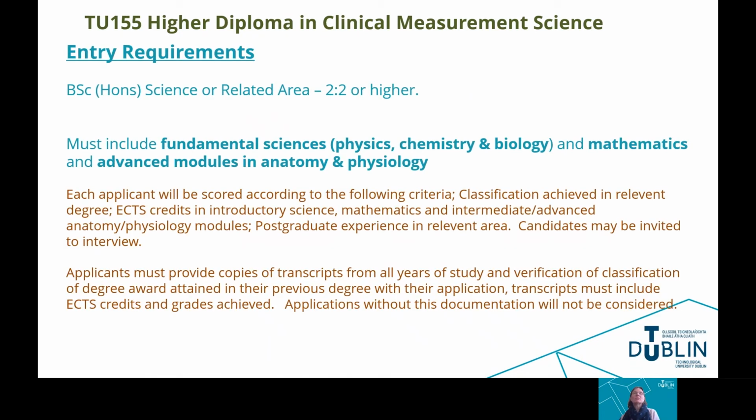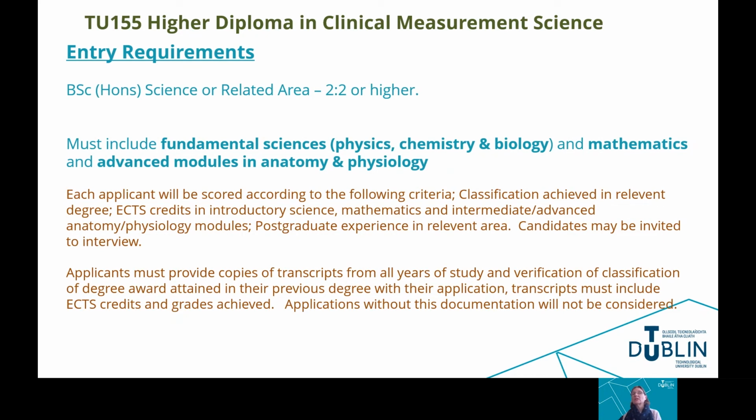So looking at the entry requirements, a BSc Honours in Science or a related area is required with a minimum of a 2-2. I would have to say that all of the students who joined us last year had at least a 2-1, and we found that that was necessary, but the minimum requirement is a 2-2 in a science degree. That science degree, and this is really important, must include some of the fundamental sciences. So you must have met physics, chemistry and biology and mathematics at least at year 1 level, and at year 2 or year 3 level you must have some advanced modules in anatomy or physiology.